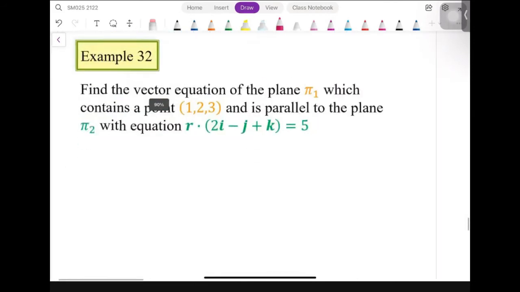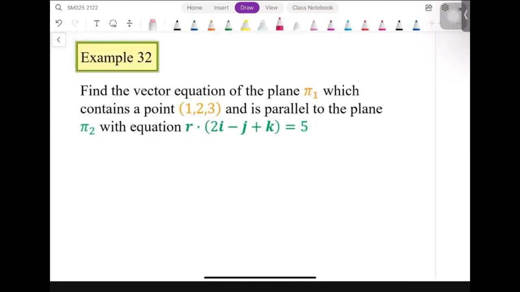Let's go to the next situation, example 32. We have to find the equation of a plane, the vector equation of the plane. Read the question carefully. So r dot n equal to a dot n as usual. Pi 1, that's the name, pi 1, which contains a point 1, 2, 3. So that would be our position vector, vector a. And parallel to the plane pi 2 with the equation r dot n equal to 5.